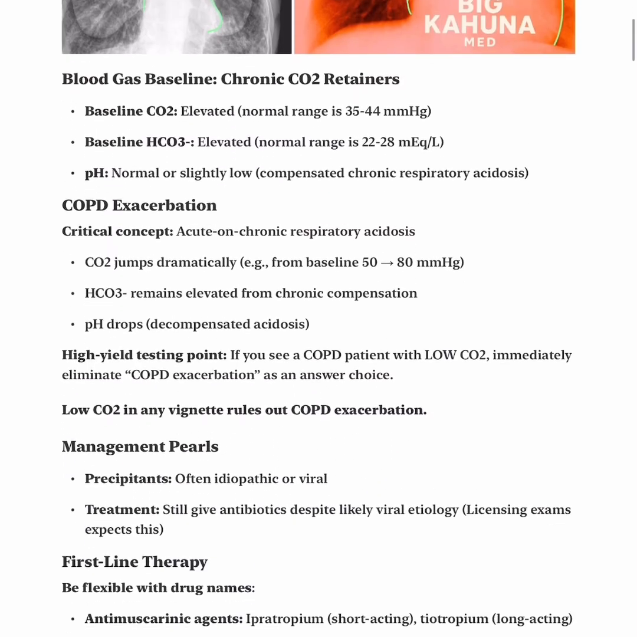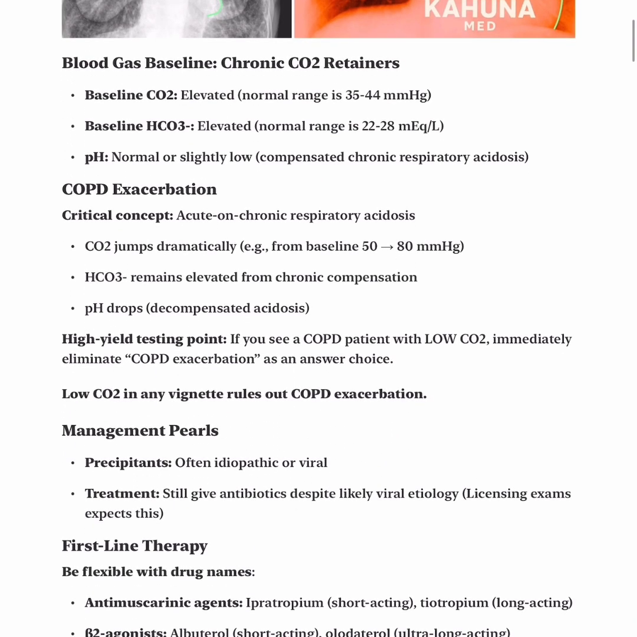You need to know normal CO2 ranges. The normal range is from 35 to 45 millimeters of mercury. This will be elevated in a chronic CO2 retainer. The baseline bicarb is going to be 22 to 28. This also will be elevated in a CO2 retainer. pH can be normal or slightly low. This depends on whether the chronic respiratory acidosis is compensated or not.